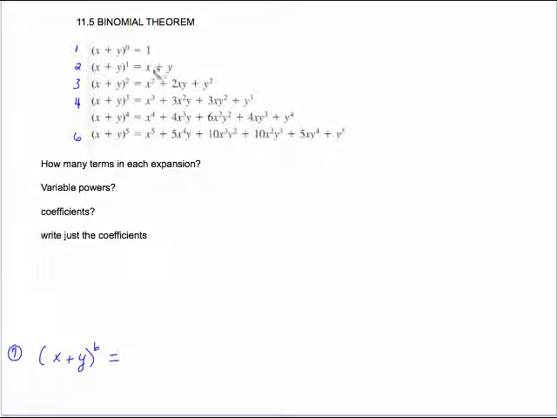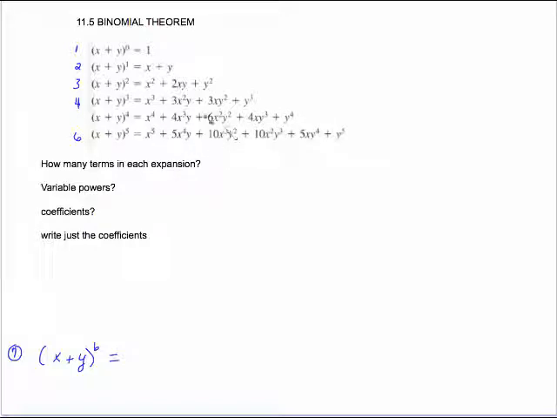Secondly, let's take a look at what's going on with the powers on the variables, starting right in here. You see x cubed, down to x squared, down to plain old x, down to no x at all. And your y, there's no y in the beginning, but it goes y to the first, y to the second, y to the third. So as the power on x decreases, the power on y increases.